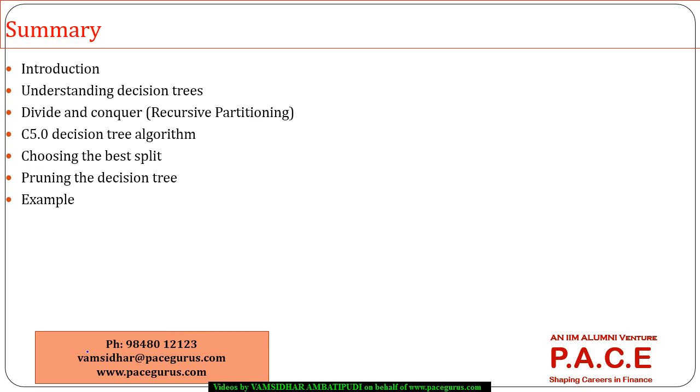So this is what I really wanted to look at as a part of my session on decision trees. These are the various areas I think we have covered in more and more detail. I hope you got a good understanding of the usage of decision trees and using the C5.0 algorithm for classification purposes.